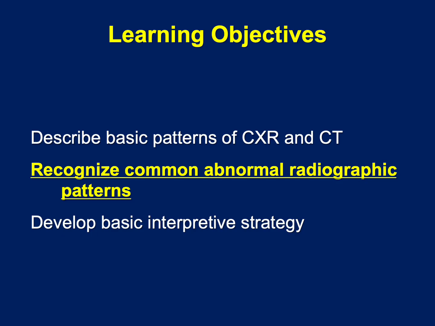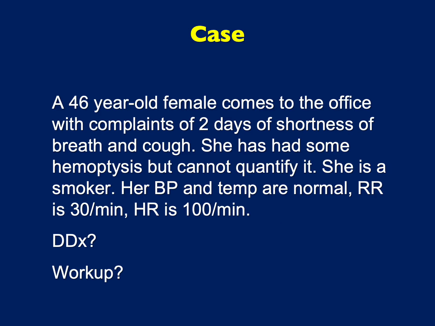Let's put all of this acquired knowledge into a clinical picture. Let's talk about recognizing some common abnormal radiographic patterns. Let's go back to our case. It's a 46-year-old female who comes to our office with complaints of 2 days of shortness of breath and cough. She has had some hemoptysis but is unable to quantify it. She's a smoker and her blood pressure and temperature are normal. Her heart rate and respiratory rate are as above.